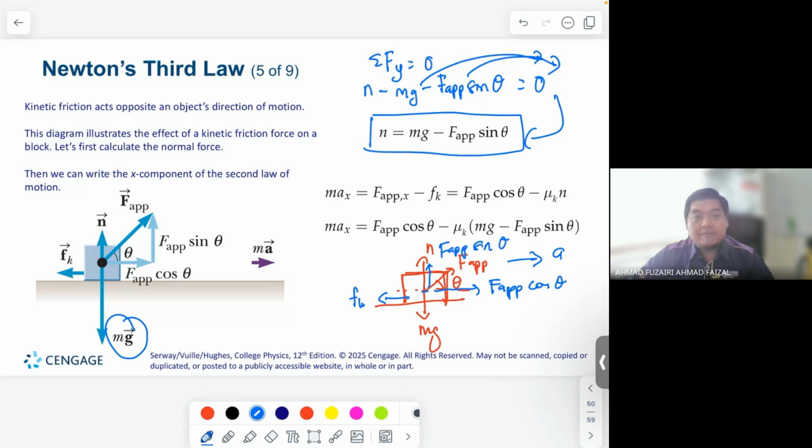Because if there is no applied force or external force, that means you don't have to put this value. So in fact, you just need to involve N and mg.